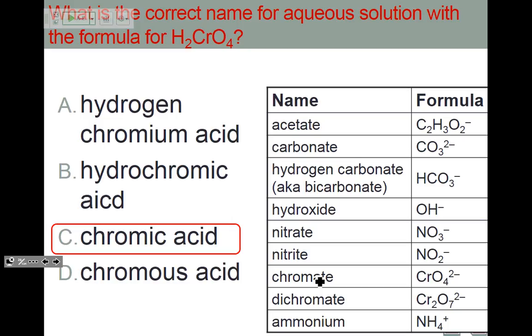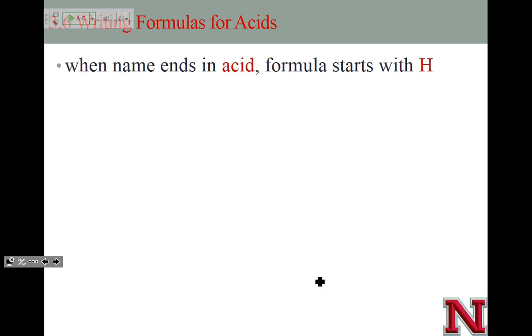So like I said, it's not real difficult. You just have to do some practice and learn the rules, and then it's pretty easy to name. But you do have to spend a little bit of time with the rules. Now, if we are starting with the name, when a name ends in acid, we know we're going to start with a hydrogen.